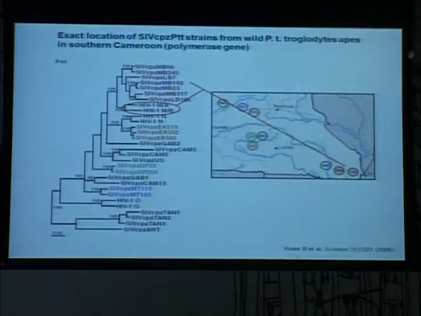And if you then go looking for viruses in these, first you test for antibodies, and then you isolate viruses, then you sequence viruses. And here's a comparative phylogeny of the polymerase genes of viruses from chimpanzees and from humans. And when you do that, the human HIV viruses are fairly similar to the virus from the chimpanzees. And so that's the first hint that there was something going on.